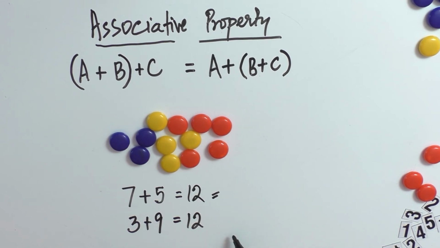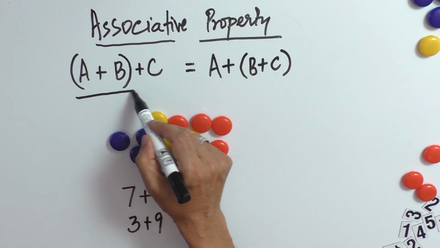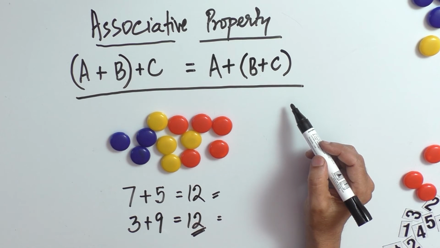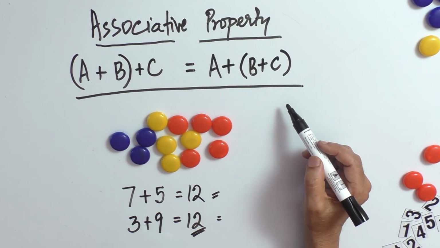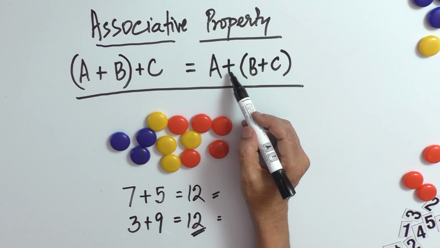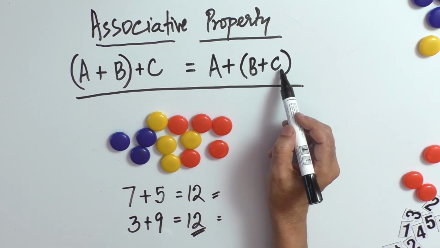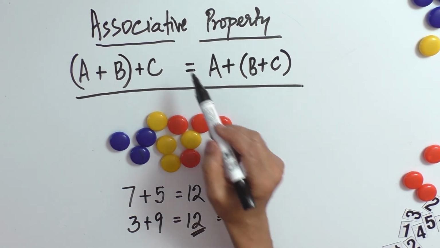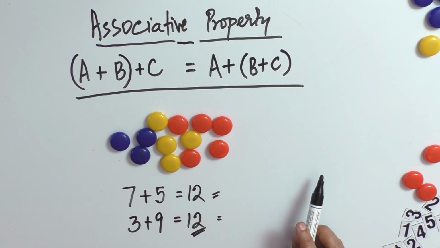In the second equation, B plus C added first and then it is added to the A, there also we get 12. That is, A plus B put together and then adding it to C is equal to A taken separately and then adding it with the sum of B and C. When this property is satisfied, we call that associative property.